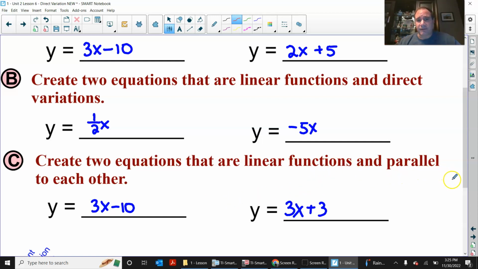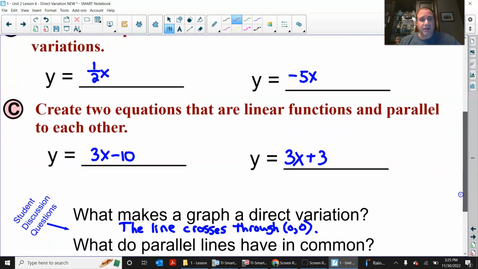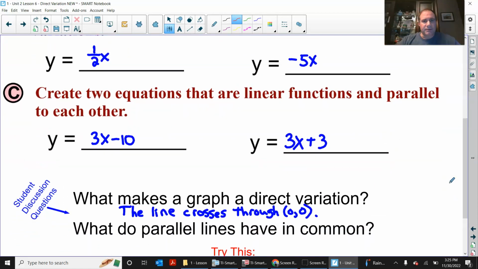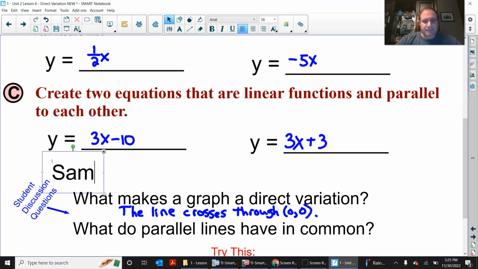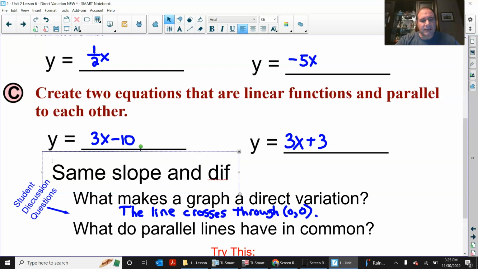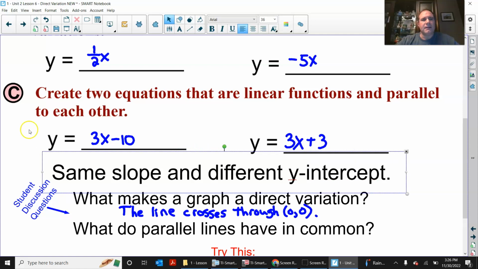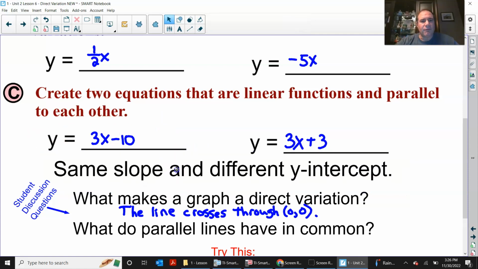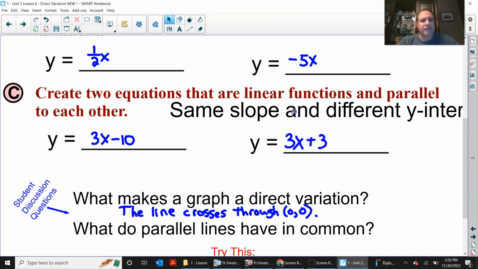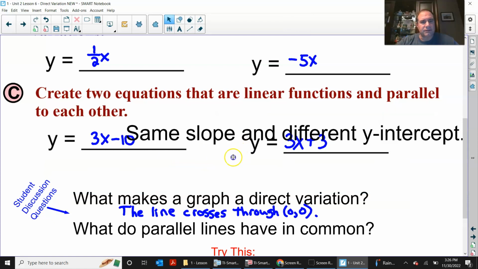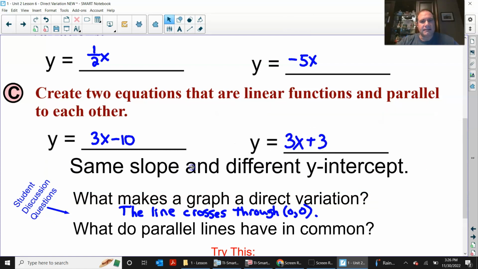And create two equations that are linear functions but parallel. They have to have the same slope and different y-intercept. Same slope and different y-intercept. If it has the same slope and different y-intercept, you are parallel. These are parallel lines. All right, and that's it.